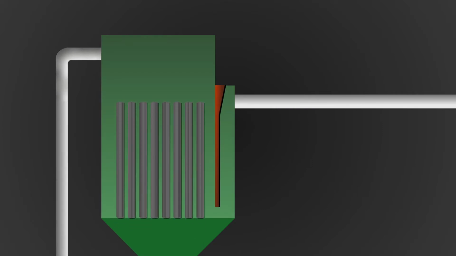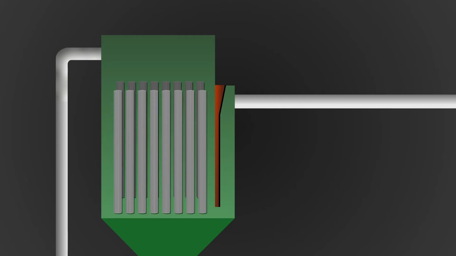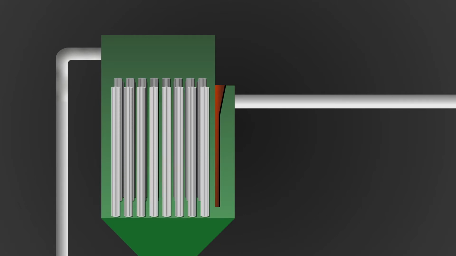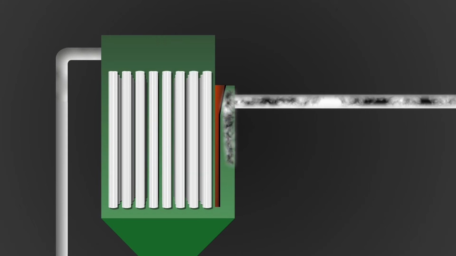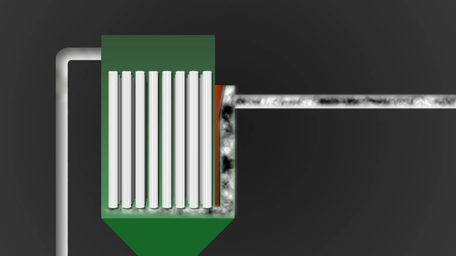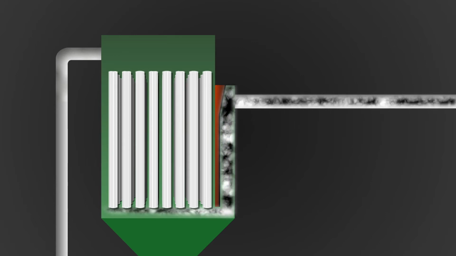Baghouses utilize fabric filter bags or pleated filters arranged in rows and mounted vertically in a sheet metal housing. They are designed to receive dusty gas from fugitive or processed sources, capture the particulates, and then exhaust clean air. Typically, via an induced draft blower, the dusty gas stream is drawn into the baghouse through a duct system.